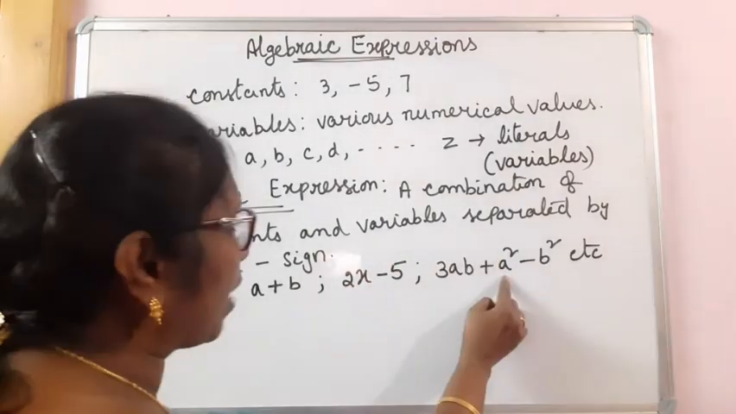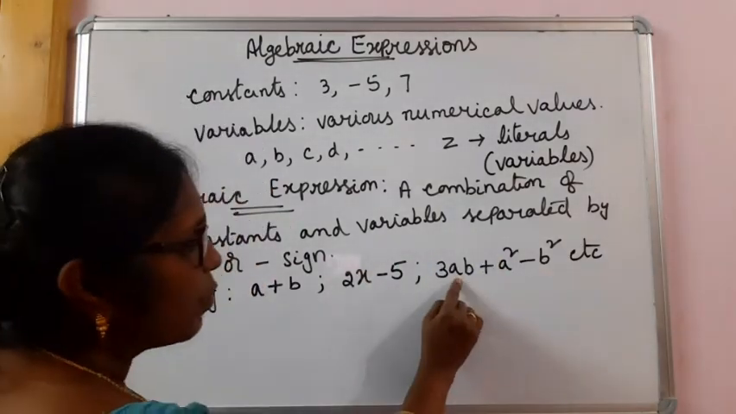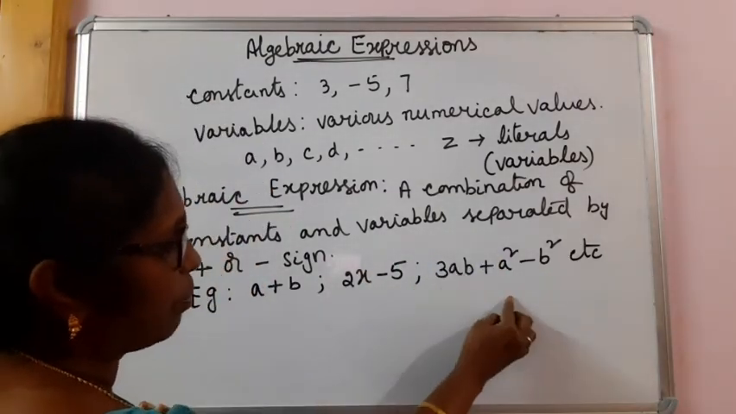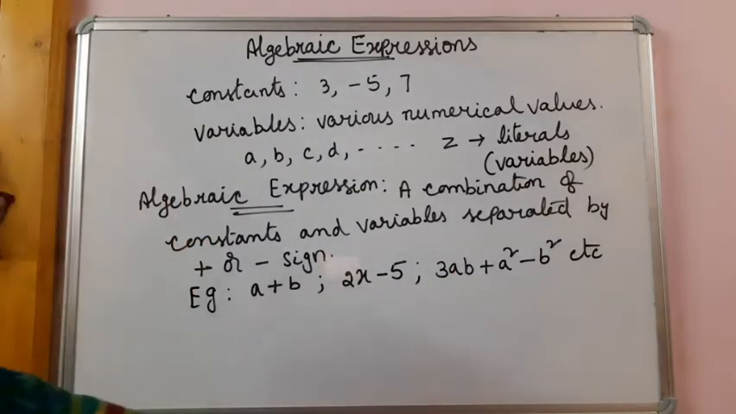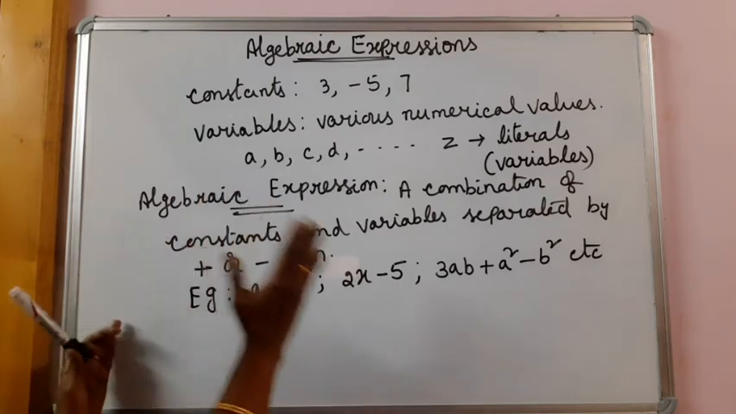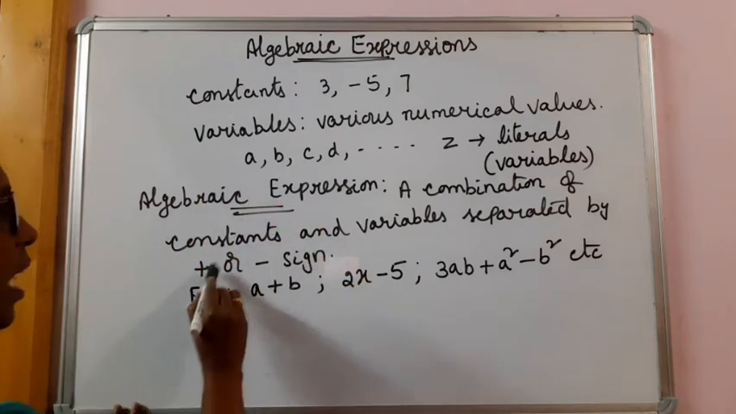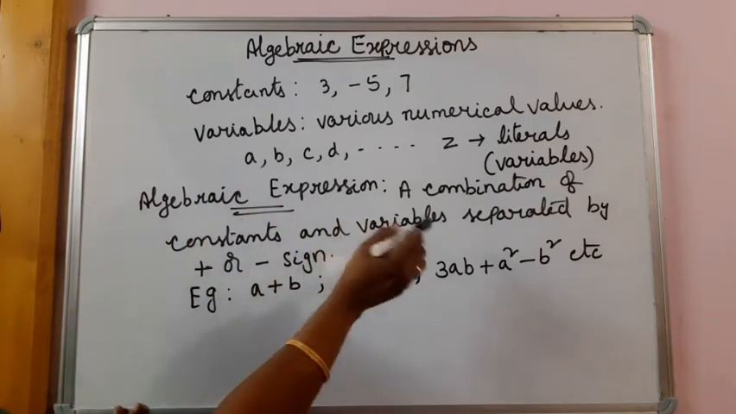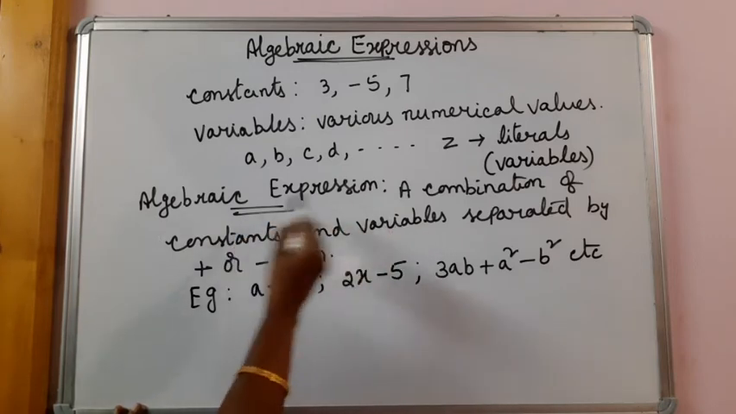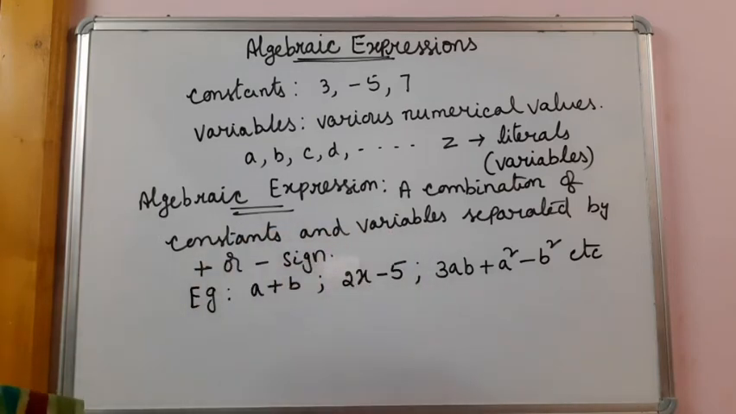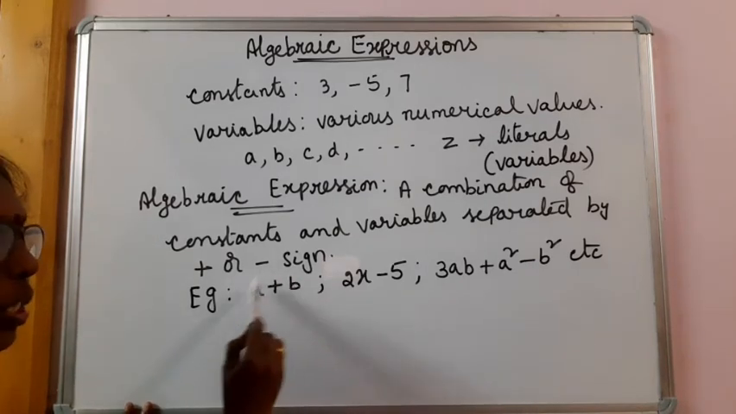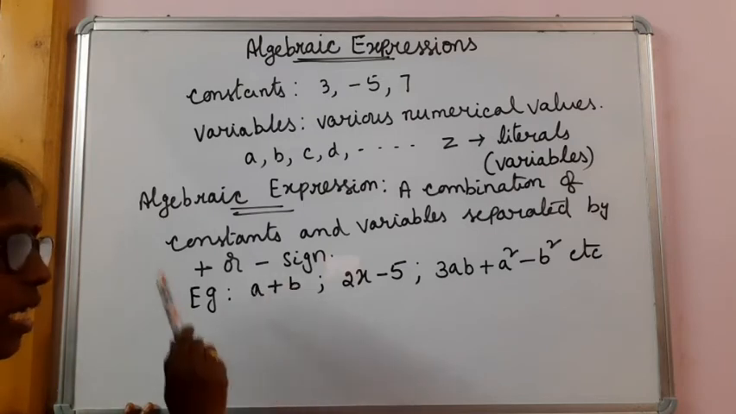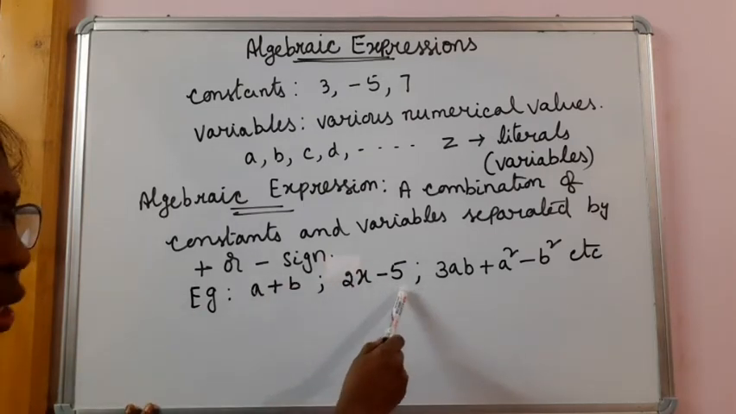If they are separated by plus or minus sign, we cannot say 3 is one term and a is another term, and b is another, because the terms of an expression are separated by plus or minus sign. Here this particular expression has two terms, one is a, the other is b. This also has two terms.